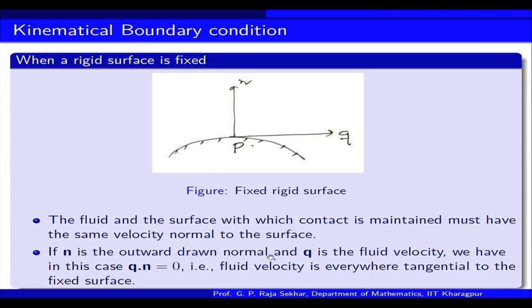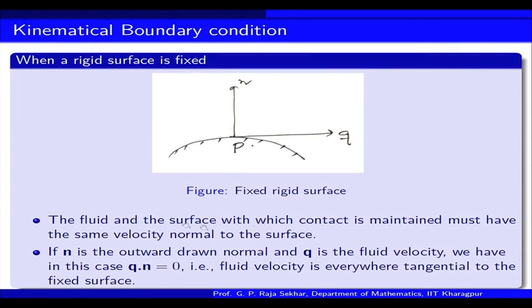If n bar is the outward normal, then q dot n is 0. In other words, the fluid velocity is everywhere tangential to the fixed surface. That means the velocity is only tangential to the surface; normal to it nothing is penetrating, but on the surface it is moving. So that is immediate. This is typically known as the kinematic boundary condition.